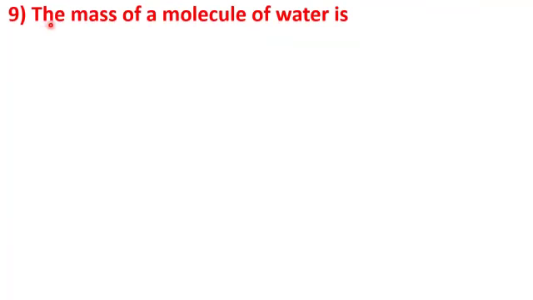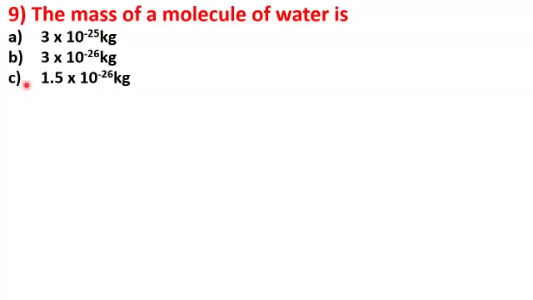Question number 9. The mass of a molecule of water is: option A, 3 into 10 to the power minus 25 kg; option B, 3 into 10 to the power minus 26 kg; option C, 1.5 into 10 to the power minus 26 kg; option D, 2.5 into 10 to the power minus 26 kg. Let us see the solution.